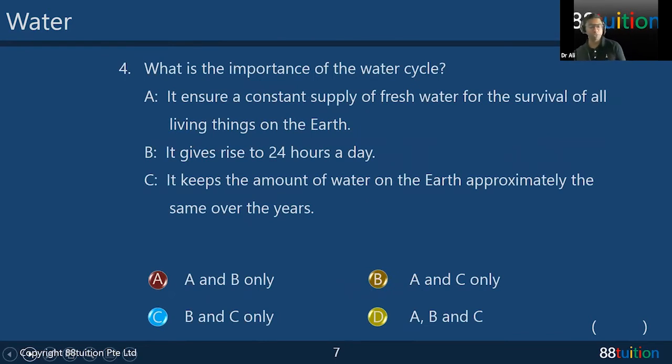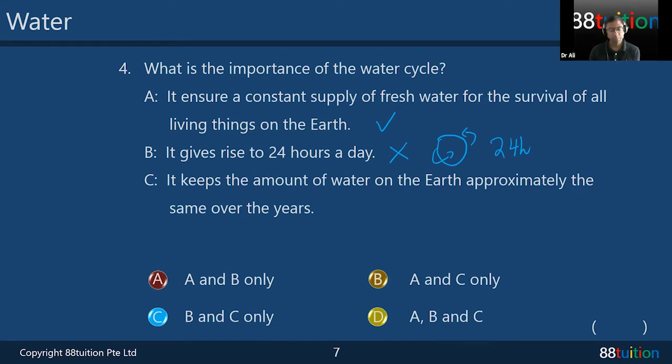What is the importance of the water cycle? Okay, is it to ensure a constant supply of fresh water for survival of all living things? Looks like it. It gives rise to 24 hours a day. That is only when the Earth is rotating one round. That's when you get 24 hours. So the rotation of the Earth is what causes the 24 hours, not the water cycle.